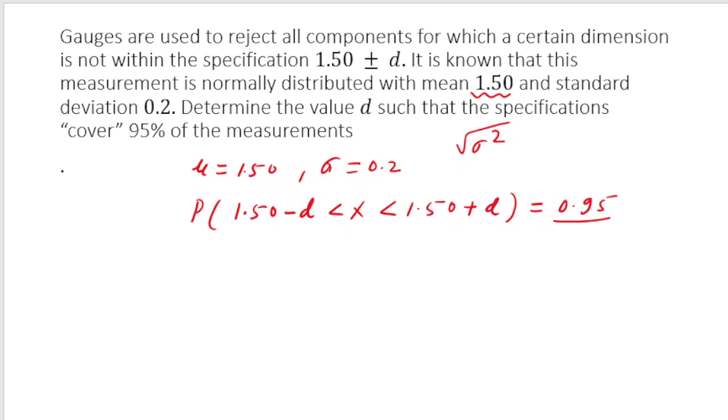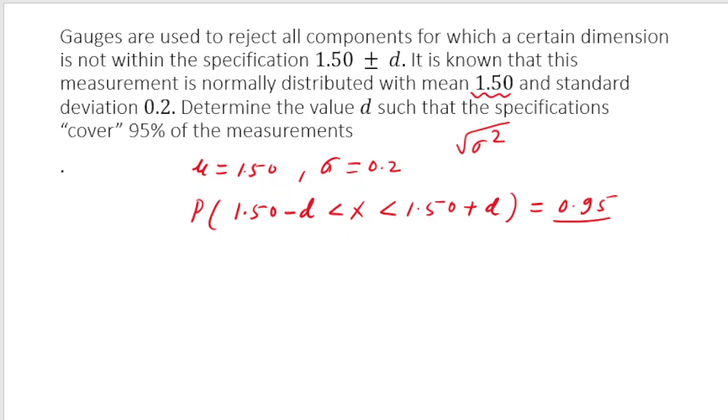There are some very scientific terms that they are using, but basically what they want is that we find that value of d such that a specification covers 95% of this measurement. Now there is a kind of reverse thing. They have already given us the probability, and now they're asking you to find the interval. But there is one standard thing I want you to remember here.